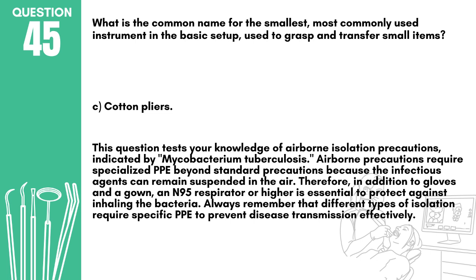A mouth mirror is for vision, an explorer detects decay, and a periodontal probe measures pockets. For example, you would use cotton pliers to pass a fresh cotton roll to the dentist. Always remember that cotton pliers are your versatile grab-and-go tool for small items.